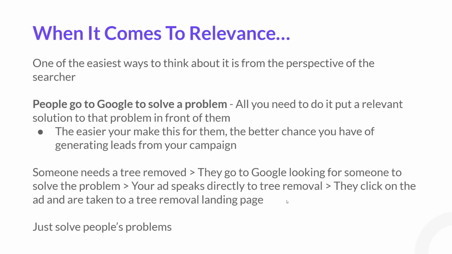So I kind of broke it down here, just like I broke it down on the other page. Someone needs a tree removed. They go to Google looking for somebody to solve the problem. Your ad should speak directly to tree removal, pretty much saying like, hey, you need that. We can solve that problem. They click on the ad. They're taken to a tree removal landing page.